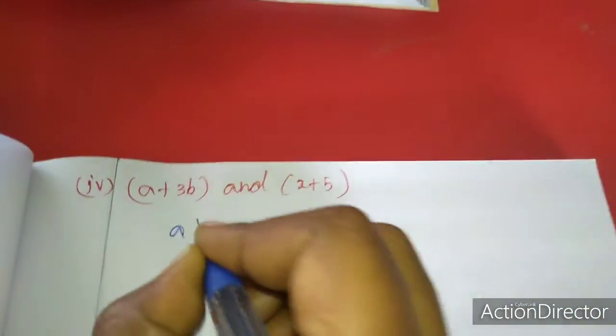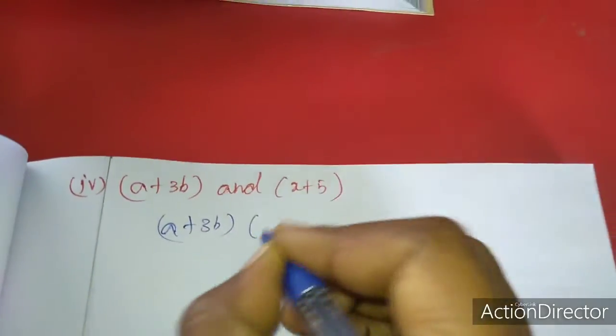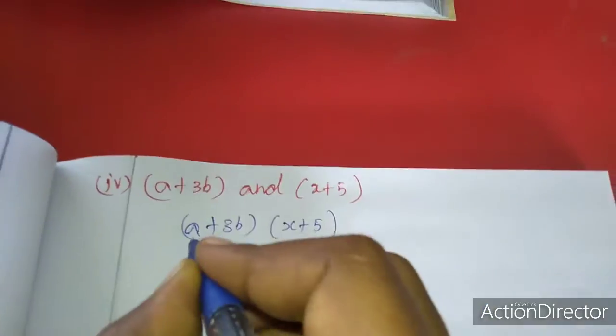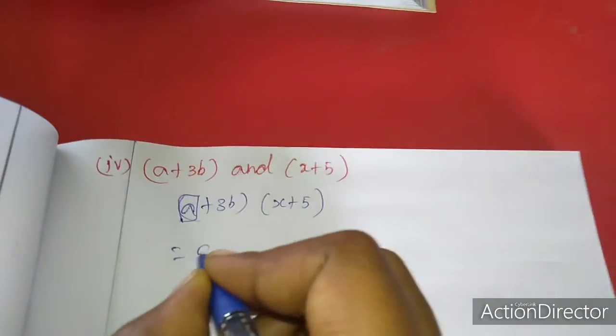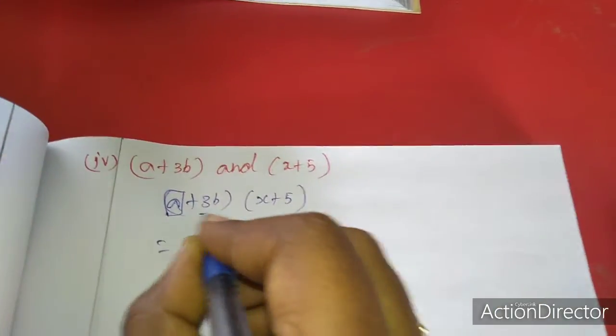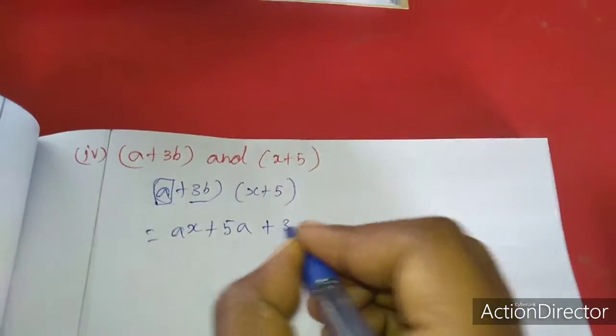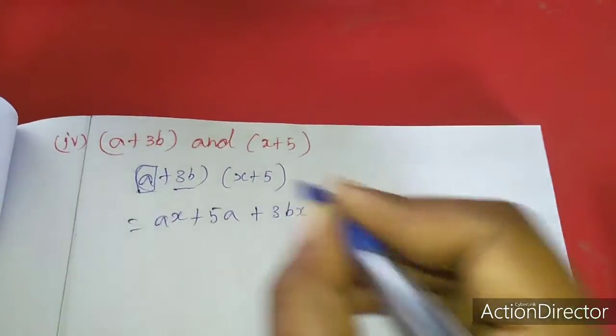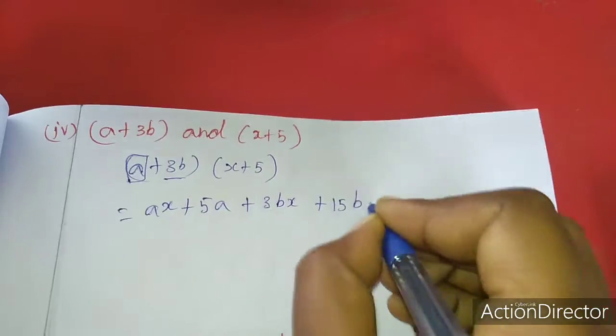Fourth sum, (a + 3b)(x + 5). First I multiply by a. So ax plus 5a. Okay. Next 3b, so plus 3bx plus 15b, this is the answer, okay.